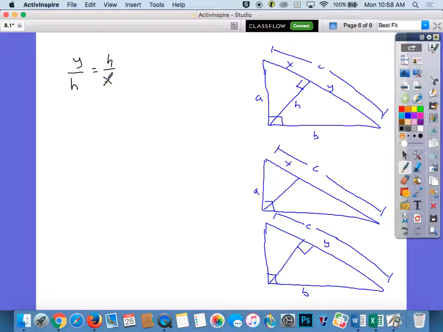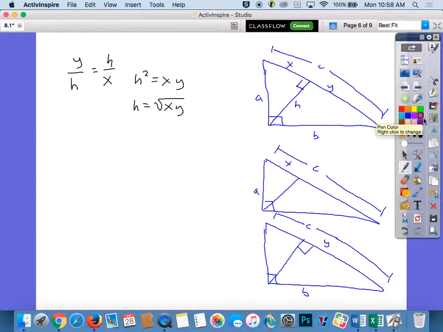Now there's going to be a shortcut that I'm going to show you, so stay with me. If I do my cross products, look, your H is going to end up being the geometric mean of the product of these. So H squared equals the product of those, based on the proportion that we set up. So let's continue on that path.